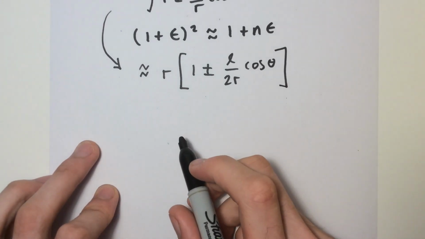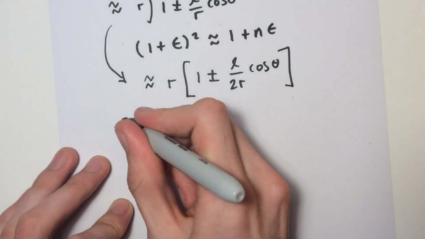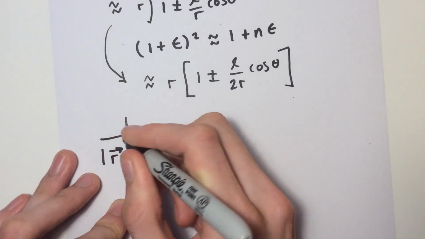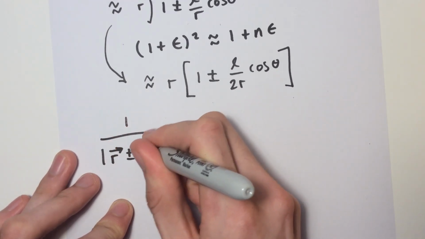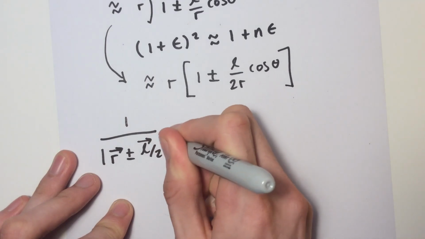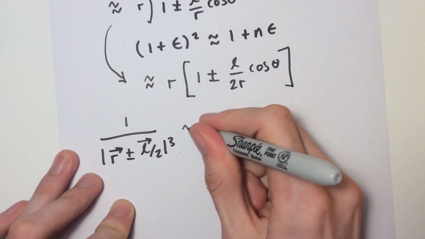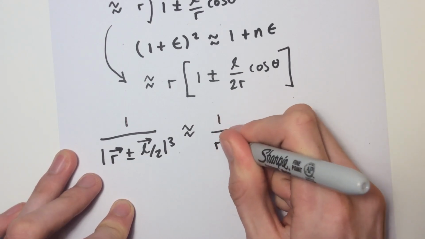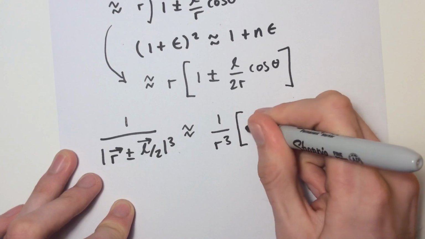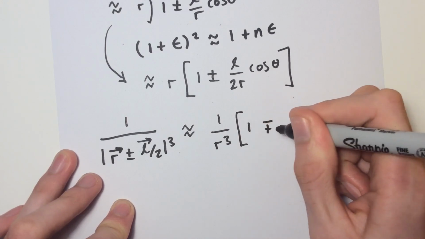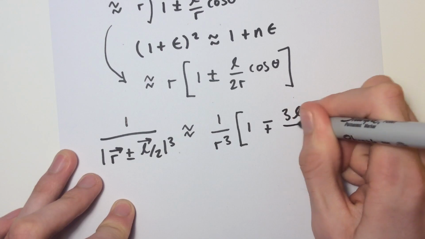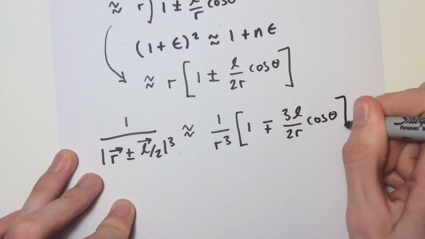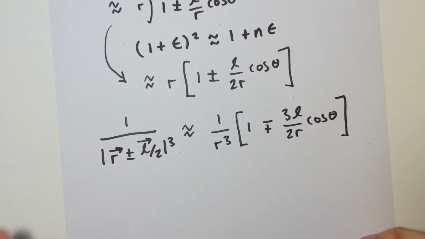Now, as we're dealing with Coulomb's law, we should really focus on the reciprocal of our magnitude cubed and get that in an easy to deal with form. So R plus or minus L over 2 cubed will therefore, from this, approximately equal 1 over R cubed times 1 minus or plus 3L over 2R cos theta. Okay?